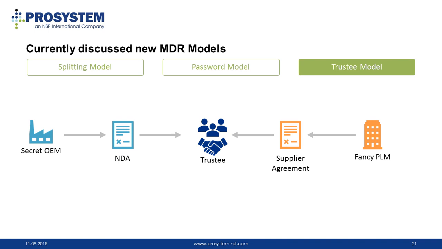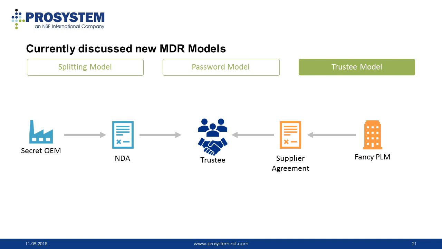The third solution is the so-called trustee model. A trustee model in the past was also, or is commonly used, for example, for software where, for example, the software code should not be disclosed to a customer, but this is then sent to a trustee, and that trustee makes sure that the software code is available, but he doesn't disclose this to the final customer.